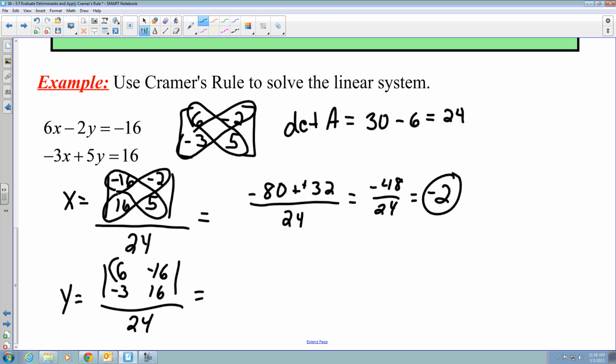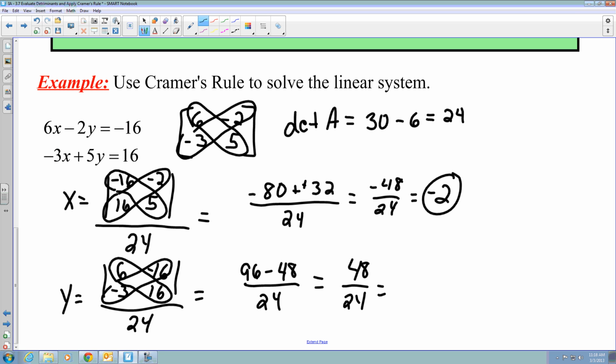my numerator. So I look at this value here, so that becomes 16 times 6, which gives me 96, minus 3 times, or negative 3 times negative 16, which gives me a positive 48, all divided by 24. 48 divided by 24 gives me 2. So x equals negative 2, y equals 2.